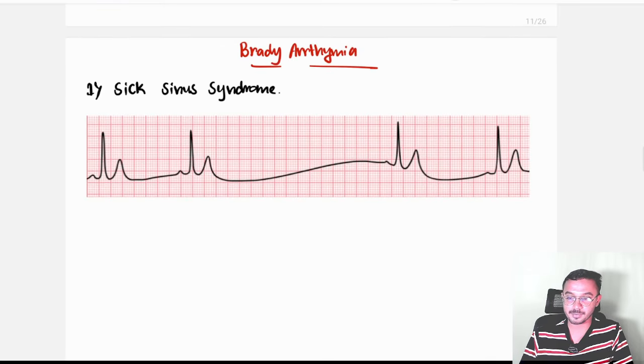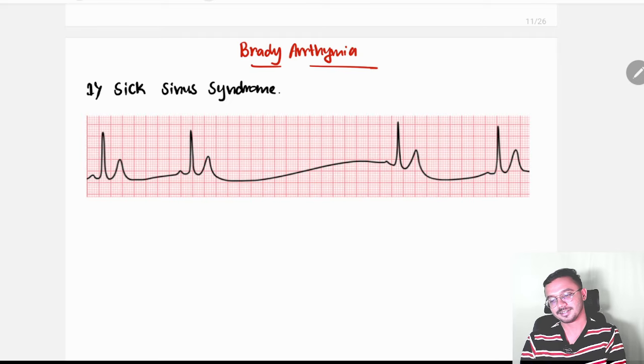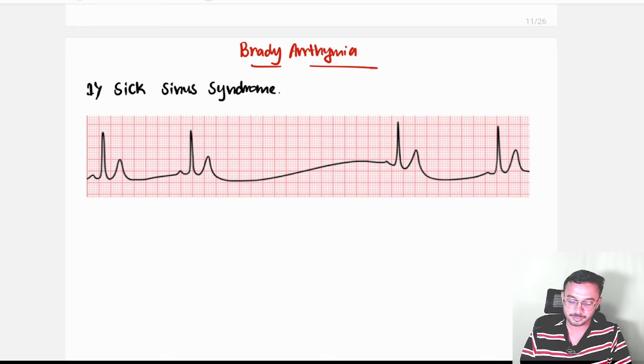And next we move to one of the bradyarrhythmias. Now we will be going to the main ECG concepts, sick sinus syndrome. So bradyarrhythmia is nothing but, look at the heart rate over here: 1, 2, 3, 4, 5, 6, 7, 8, 9, 10. 300 divided by 10, so it will be very low in this condition.